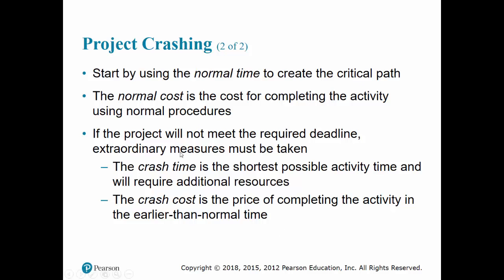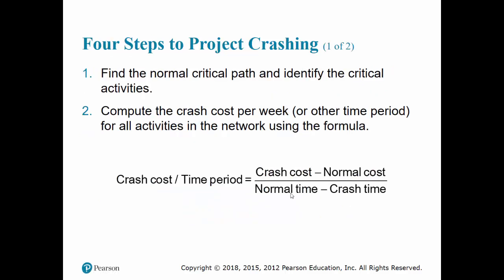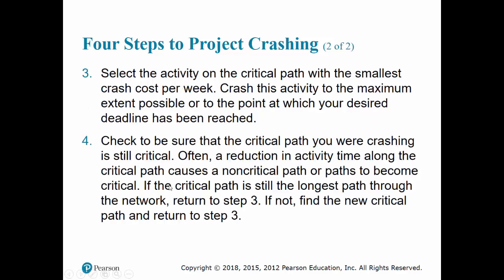So we have four pieces of information for each activity. We have the normal time and normal cost, and then the crash time and crash cost. Crash time is the shortest possible time the activity can be completed, and how much it will cost for that amount of time. Once you have that, we can compute crash cost per time period by looking at the difference in the cost, dividing by the difference in the time. That will give you cost per time period.